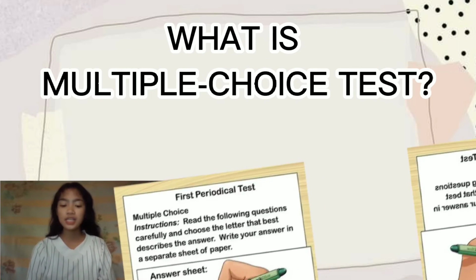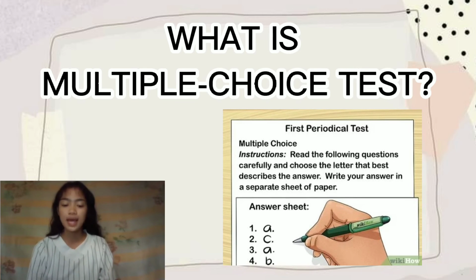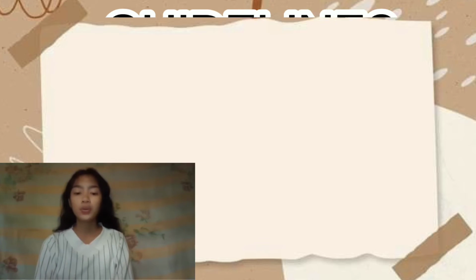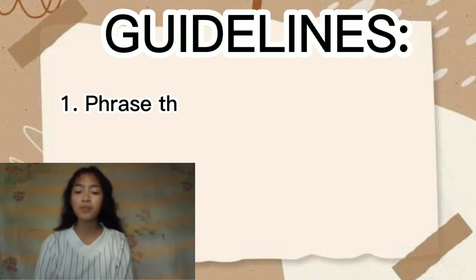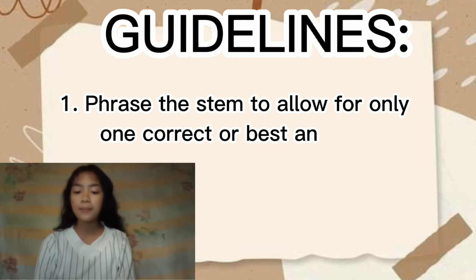A generalization of a true-false test. The multiple choice type of test offers the student more than 2 options per item to choose from. Each item in a multiple choice test consists of 2 parts: the stem and the options. In the set of options, there is a correct or a best option, while the others are considered distractors. Rule number 1. Phrase the stem for only 1 correct or best answer.